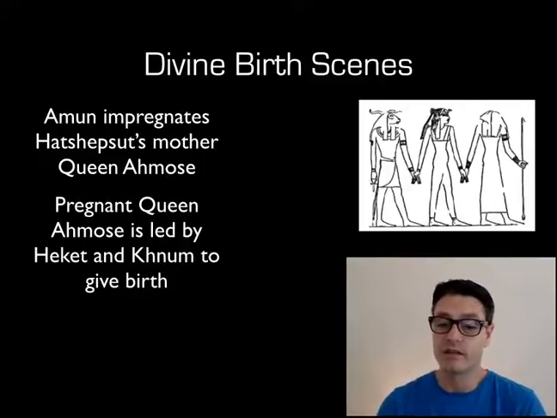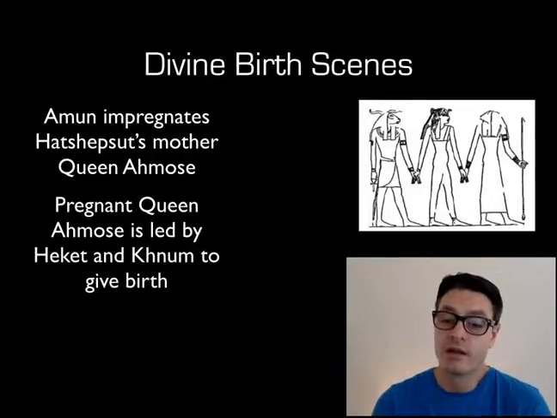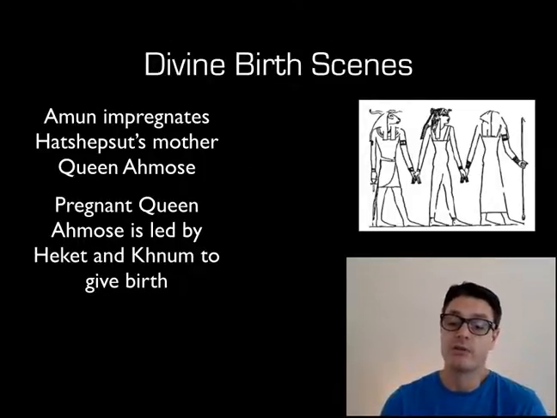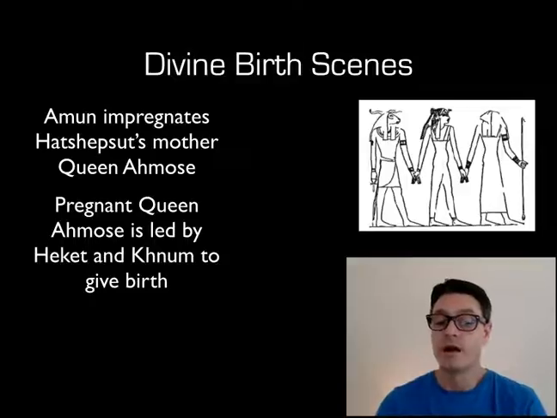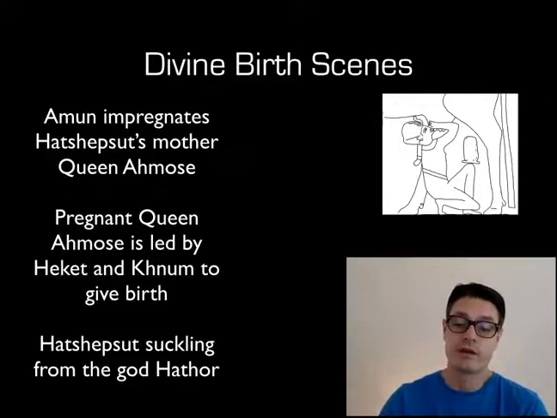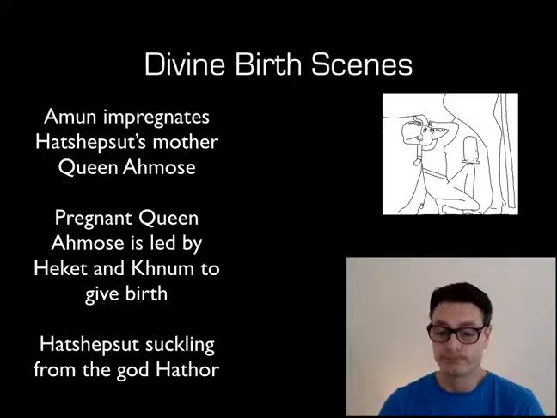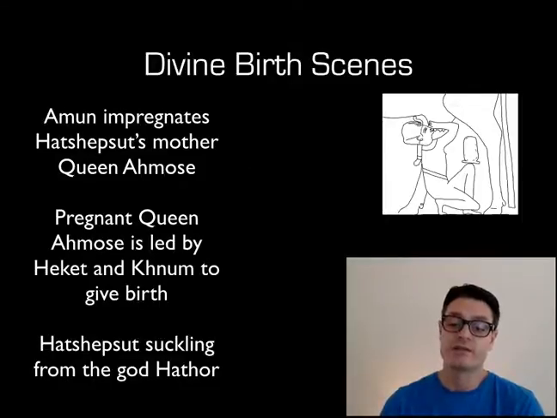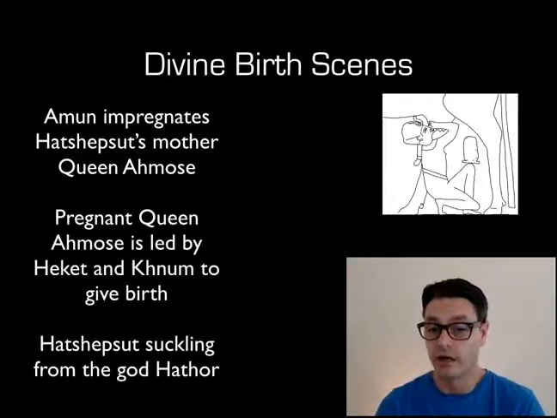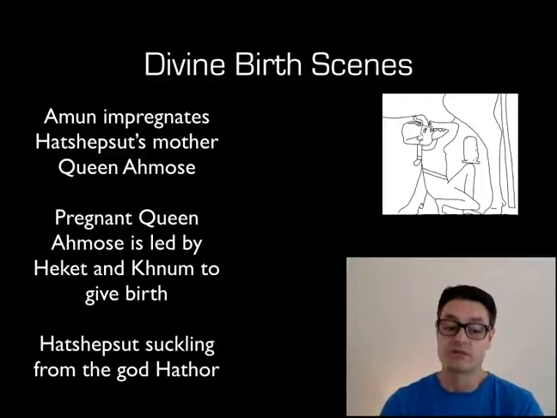In the next scene, we can see a couple of other gods leading a pregnant Queen Ahmose to the birthing room. She's led by Heket and Khnum to give birth. So we can see a slight bump. It is very hard to see, but we can see a slight bump here indicating that Queen Ahmose is pregnant. In the next scene, Hatshepsut has been born. There are some other scenes which I didn't show you, but Hatshepsut is born, and we see Hatshepsut suckling from the goddess Hathor in her cow form. And this obviously gives strength to Hatshepsut.